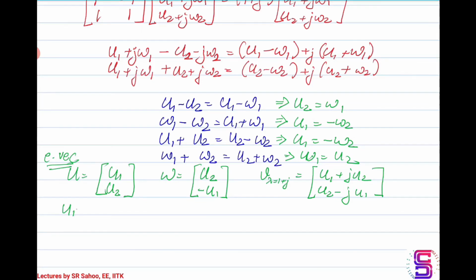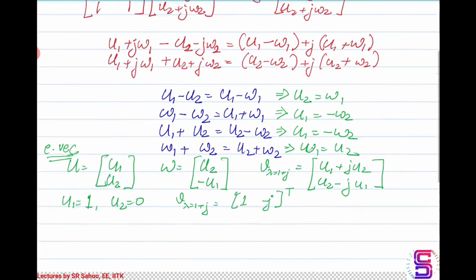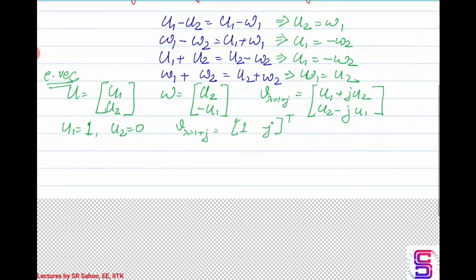Okay, so for simplicity I can set my u1 to 1 and u2 to 0. This is my choice, u1 equal to 1 and u2 equal to 0. You can have your choice as well. I put that, what I get is 1 and minus j. This is the eigenvector corresponding to lambda equal to 1 plus j.